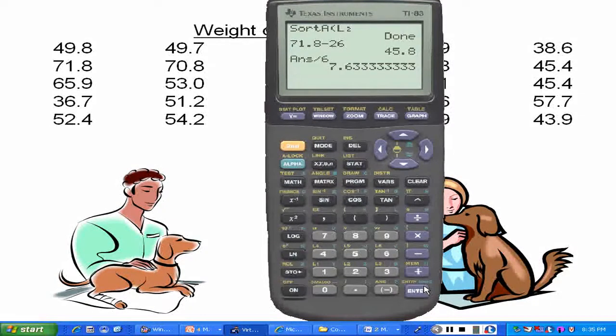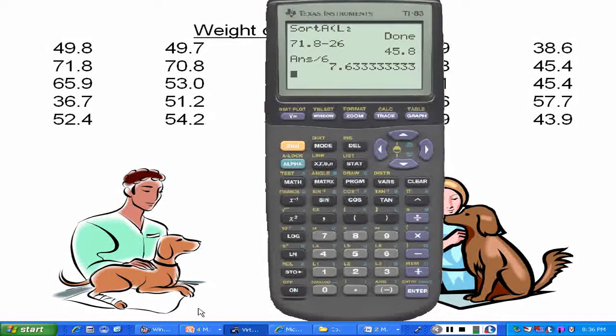Okay, now I get 7.6333. Am I going to round this up? It was 6, okay. Am I going to round this up to 7.68 or 7.7? 7.7. Okay, so we're going to round that up to 7.7. So let's look at that.